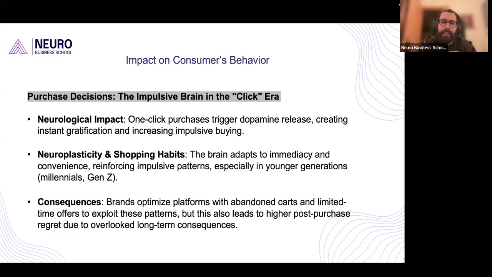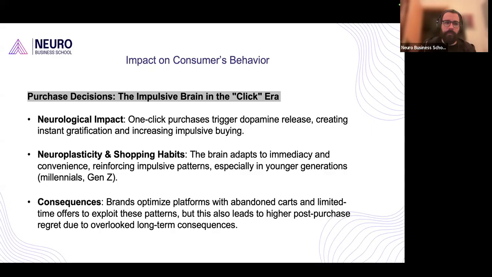So that makes the connection with the process really easy, really seamless, really flawless, and they offer instant gratification, and this increases impulsive buying. Okay. In this case, neuroplasticity and shopping habits also have something to say. The brain adapts to immediacy and convenience, okay? So now our brain is adapted to this kind of purchasing process.